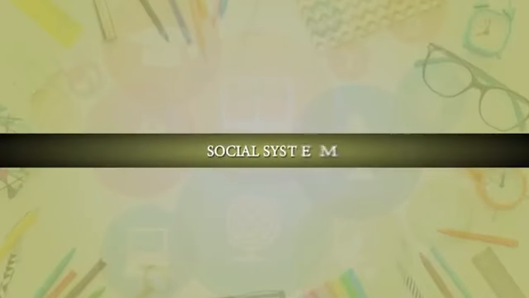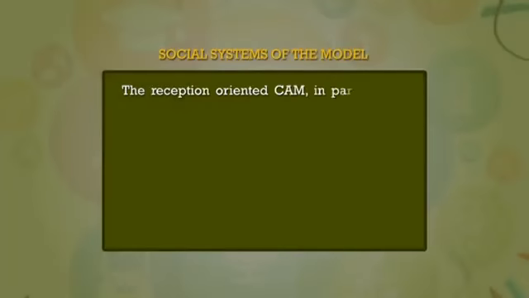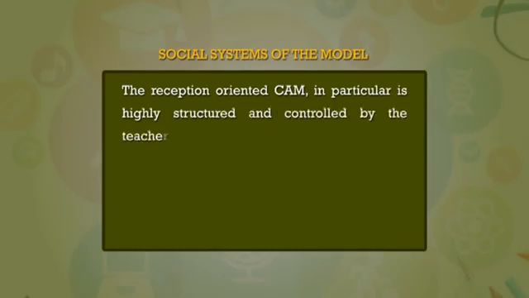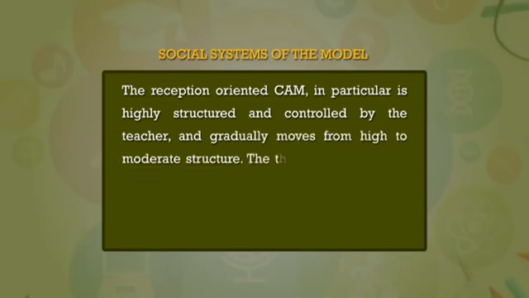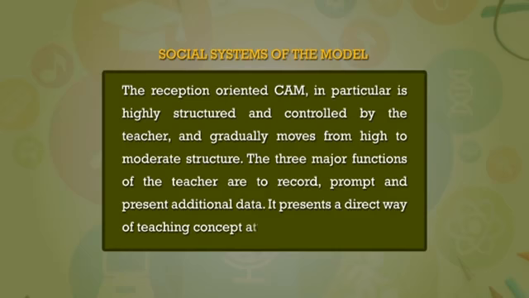Now let us come to the next element, that is the social system of the model. In general, the model has a moderate structure. The reception-oriented concept attainment model in particular is highly structured and controlled by the teacher, and it gradually moves from high to moderate structure. The 3 major functions of the teacher are to record, prompt, and present additional data. It presents a direct way of teaching concept attainment to the students.